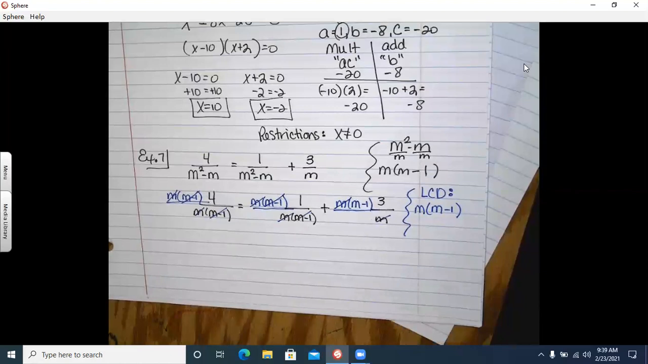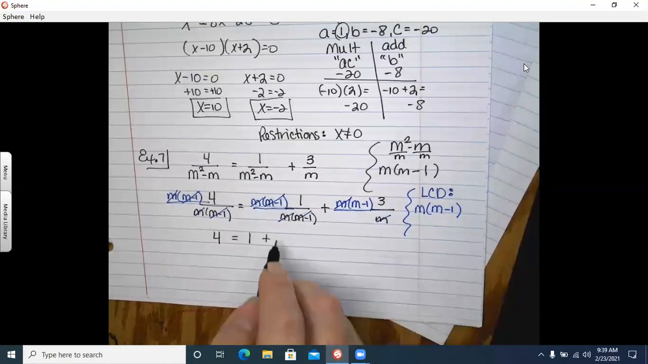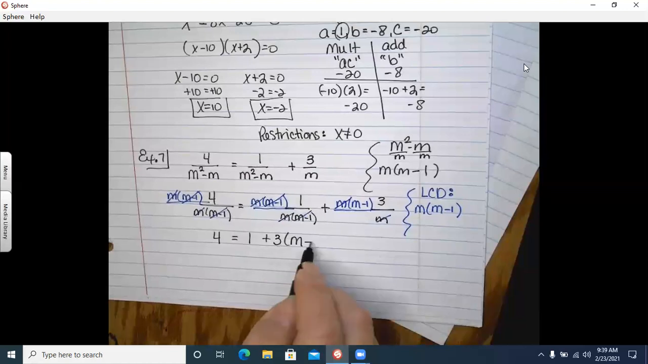Go to each fraction, whatever's left will be multiplied together, but I'll write it down first, then I'll multiply it. So my first fraction, what's left? 4. Then I bring down the equal sign. My second fraction, what's left? 1. Bring down your plus sign. Third fraction, what's left? Yeah, don't forget that 3. And since it's a monomial, I'll put it in front of the binomial.